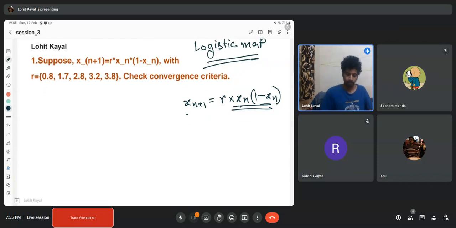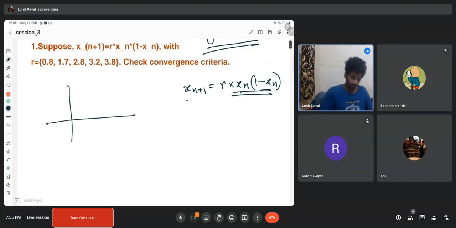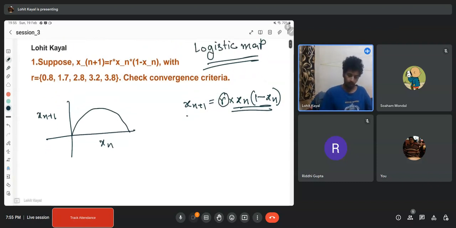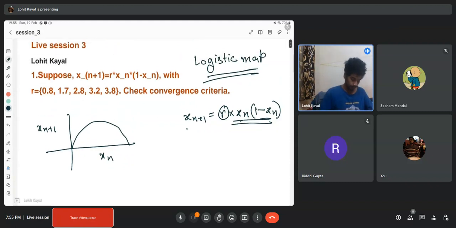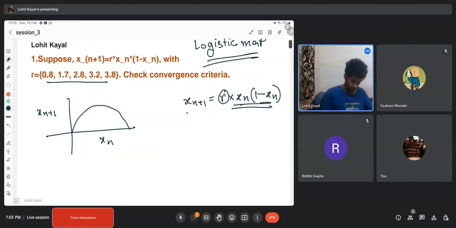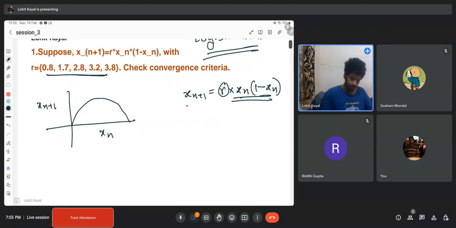So this is a very simple function. If I just plot it, x(n+1) versus xn, it will be a simple parabolic curve. Here r is unknown. R can be of any value. So here I have provided some options, and first we need to check the convergence criteria of this function. Okay. So let's see that.